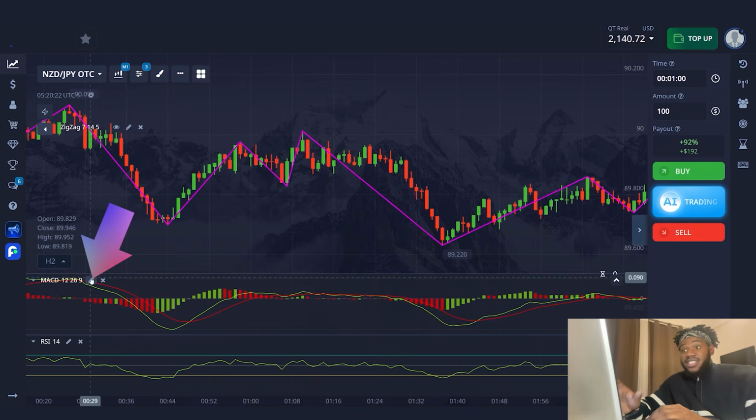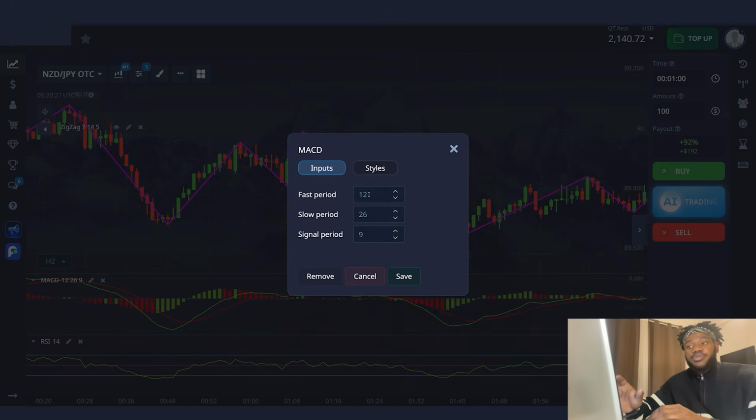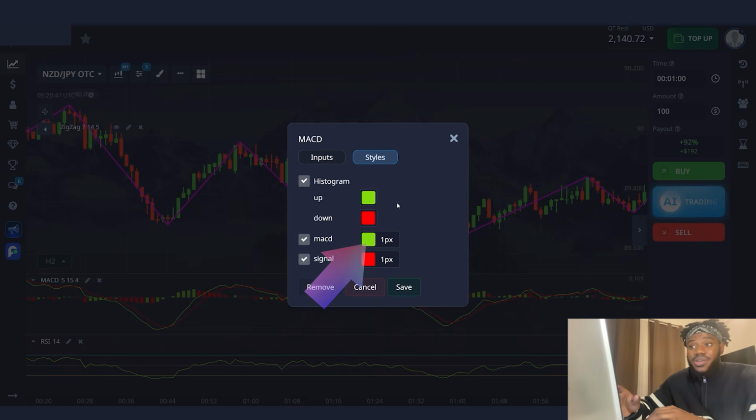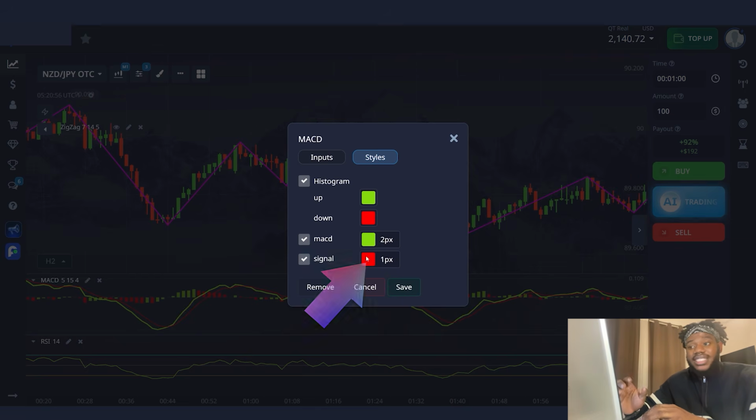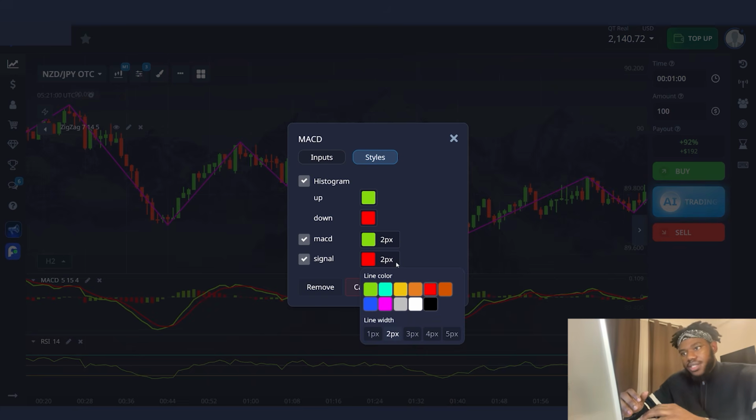Now open the MACD settings. I will reduce the fast period to 5, the slow period will be 15, and the signal period is going to be 4. In the style settings, you need to increase the thickness of the MACD and signal lines so that they stand out better on the chart.